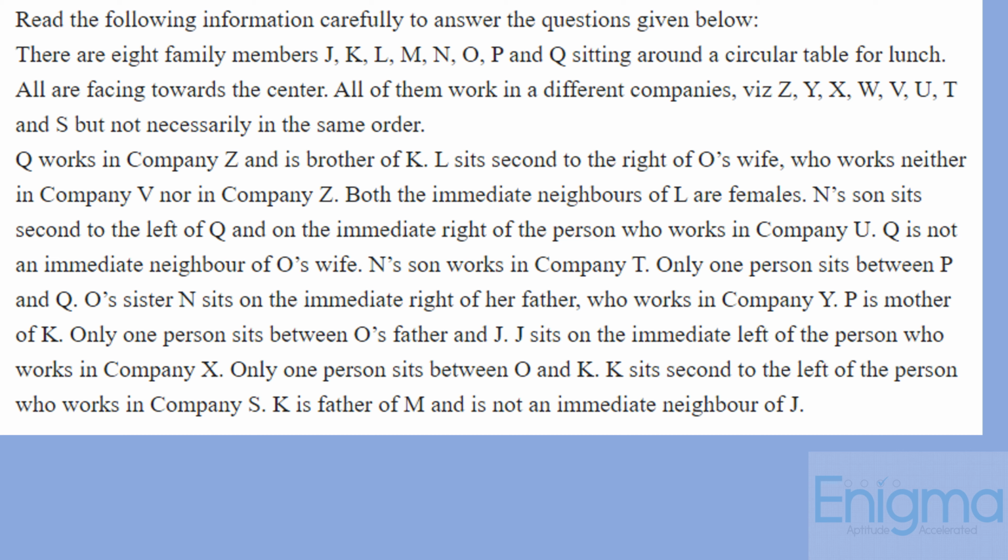Only one person sits between P and Q. O's sister N sits on the immediate right of her father, who works in company Y. P is mother of K. Only one person sits between O's father and J. J sits on the immediate left of the person who works in company X. Only one person sits between O and K. K sits second to the left of the person who works in company S. K is father of M and is not an immediate neighbor of J.